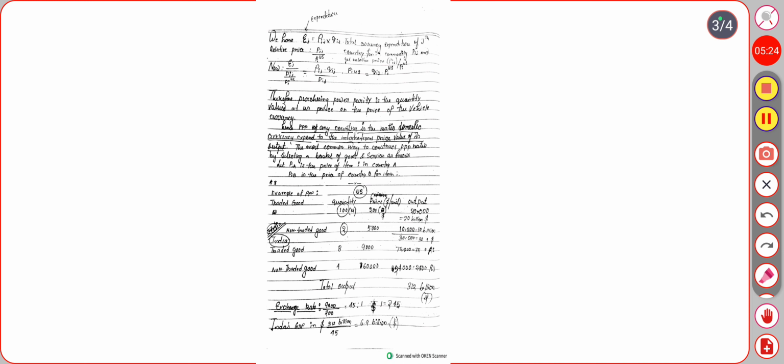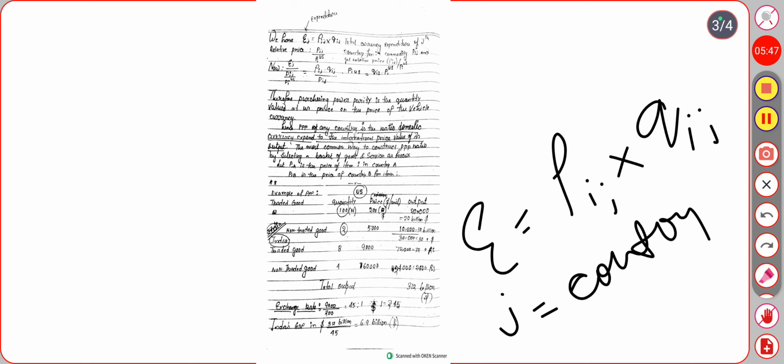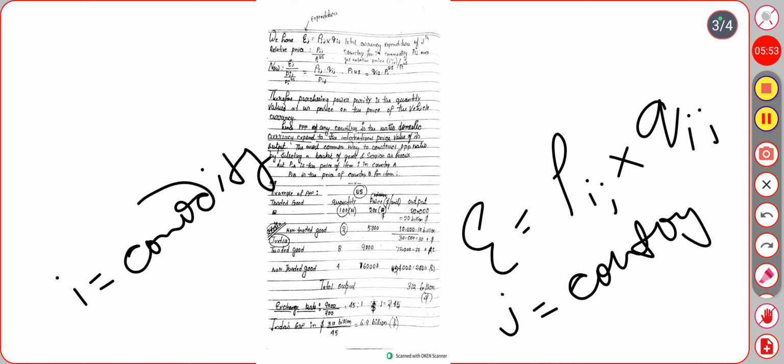Now we have the expenditure. Suppose expenditure E is equal to Pij into Qij, the total expenditure of the jth country for the ith commodity. J is the country and i is the commodity. And we get the relative price, Pij divided by P_US. That is the relative price.